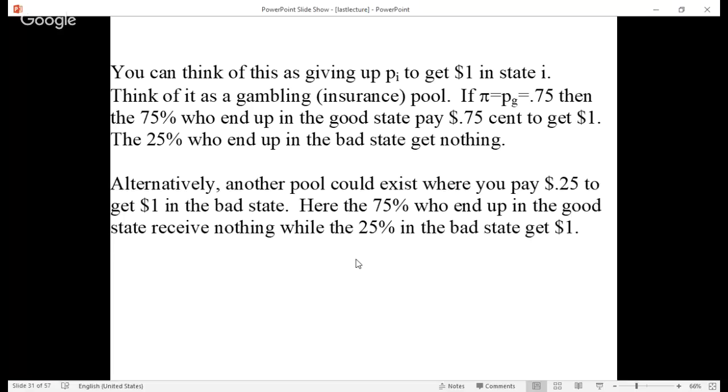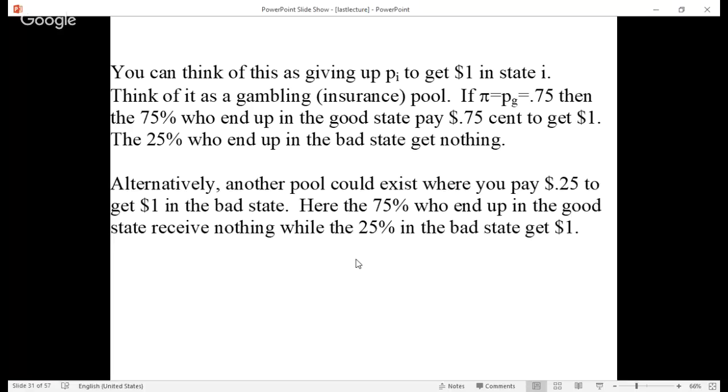Think of it as an insurance pool, a gambling pool, right? So if pi equals PG equals 0.75, to get that $1 in good times, I pay 75 cents. The 75% of the people that end up in good times pay 75 cents to get $1, but those people that aren't in this insurance pool end up in bad times and don't get anything. Doesn't kind of make sense, but we can flip it over.